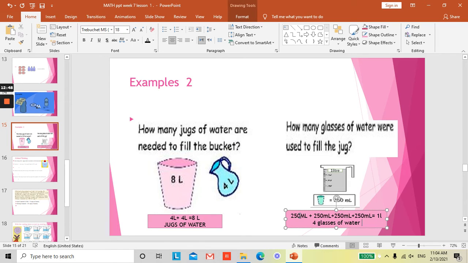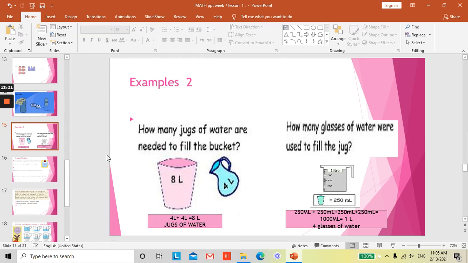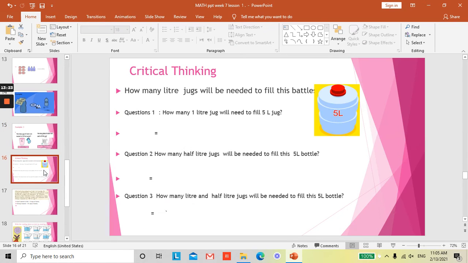When you take 250 plus 250, that is 500 milliliters, plus 250 milliliters and plus 250, you get 1,000 milliliters, which is also the same as 1 liter. This is how we do it. Let's move to the next example.